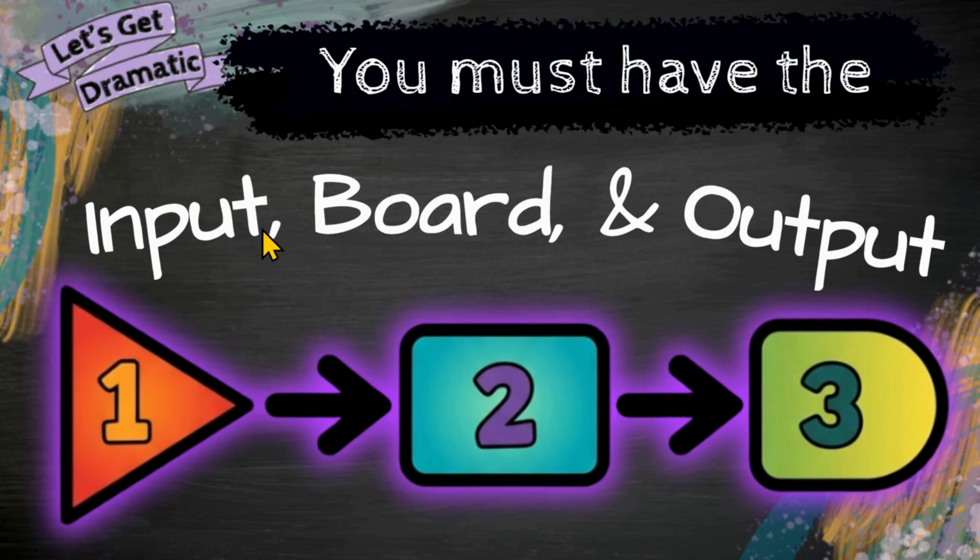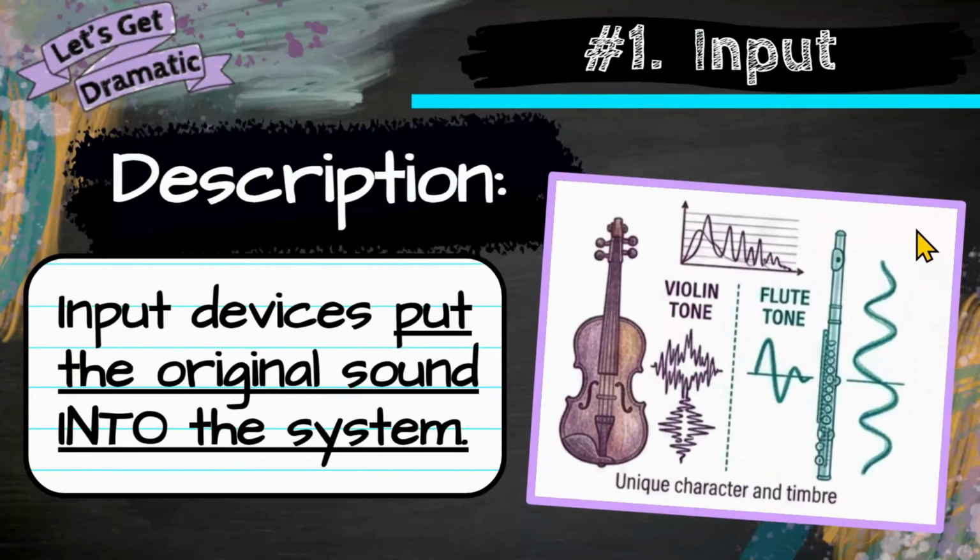You must have an input, your board, your soundboard, and your output. This is what we're going to be looking at for the next several slides, the input, board, and output. First is the input. So go ahead and write this note, the underlined text in front of this, on the spot that you're writing your input stuff.